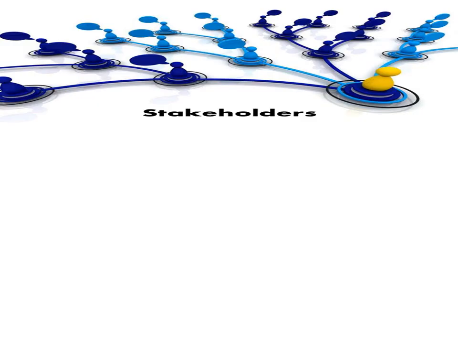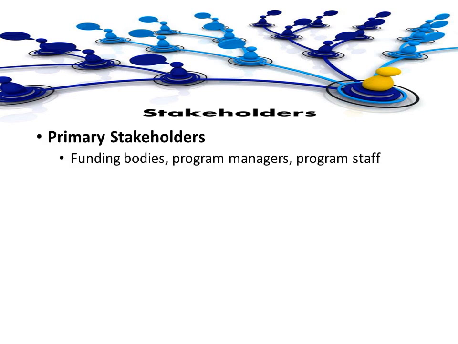Typically, we think of stakeholders as belonging to one of 3 groups. First, there are the primary stakeholders. The primary stakeholders are usually individuals who request the evaluation. They are the major decision makers associated with the program being evaluated or have funded the program itself. Usually these primary stakeholders include the program staff or program managers.